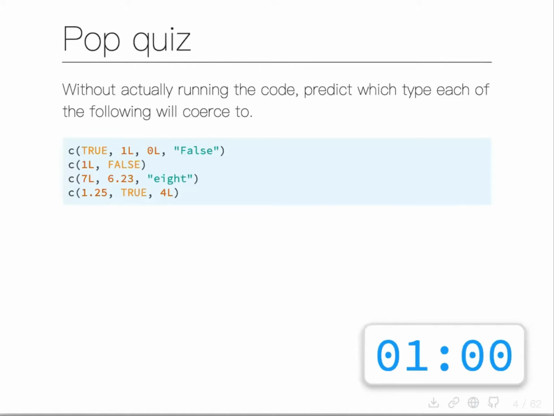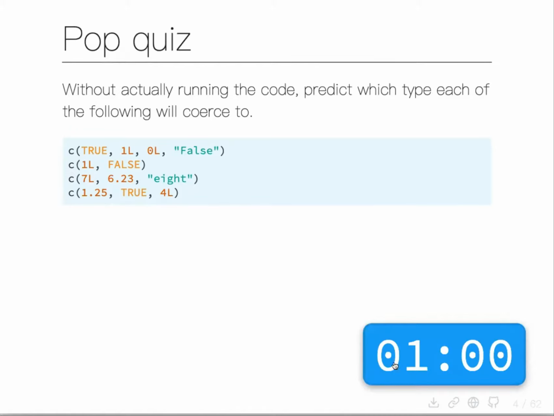Okay, so we're not going to go in breakout rooms or anything. But I'm just going to start the timer here without actually running the code. Take 1 minute and predict what do you think each of these vectors will end up being coerced to. Okay? So just think through it, maybe write it down on your screen or elsewhere.